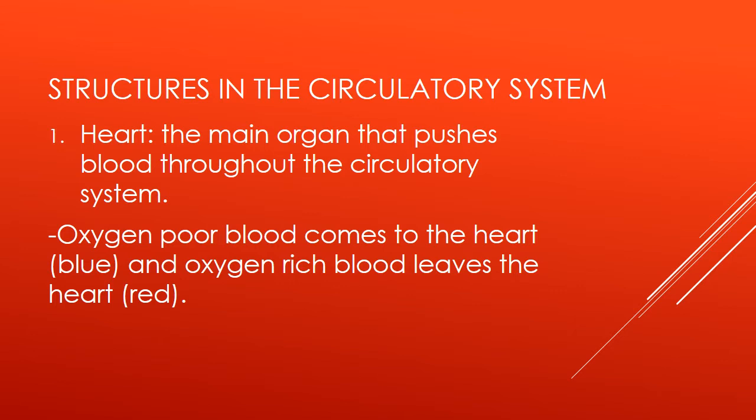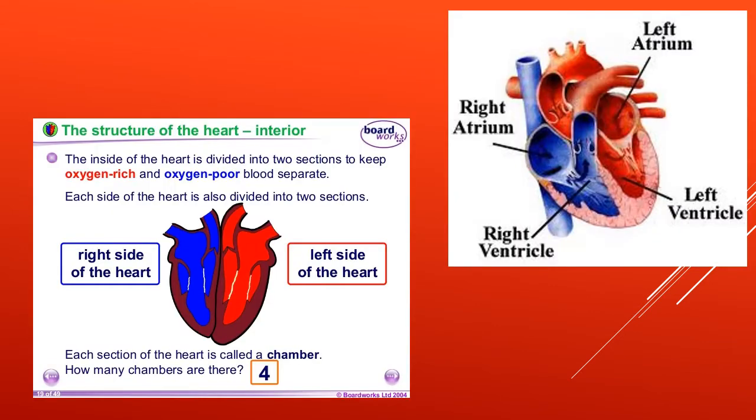Again, the oxygen-poor blood comes to the heart, and it's blue, and the oxygen-rich blood leaves the heart, which is red. Here's another diagram just showing you the different blue and red sides of the heart. So the right side of the heart is the oxygen-poor, and the left side is the oxygen-rich. Each of these little sections is called a chamber.